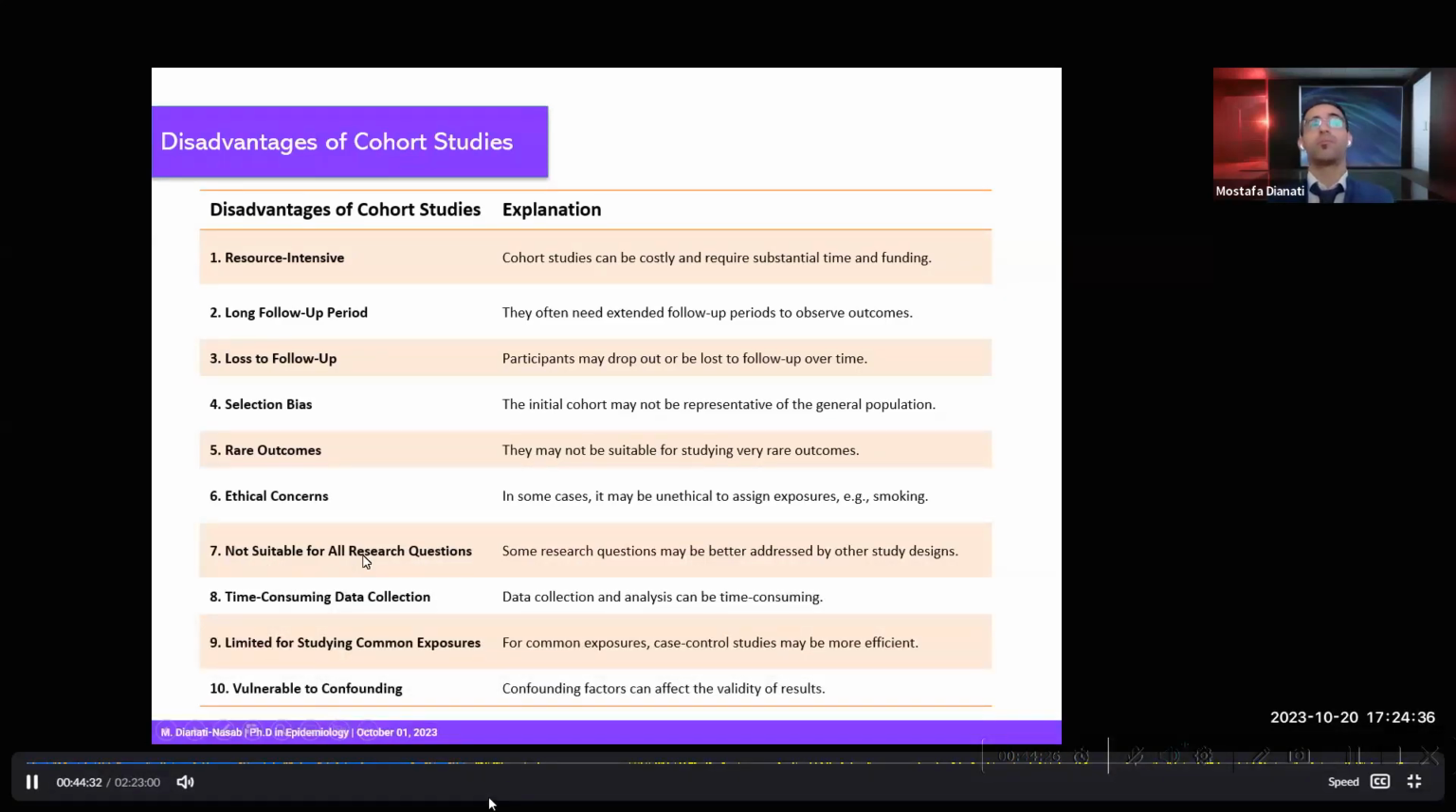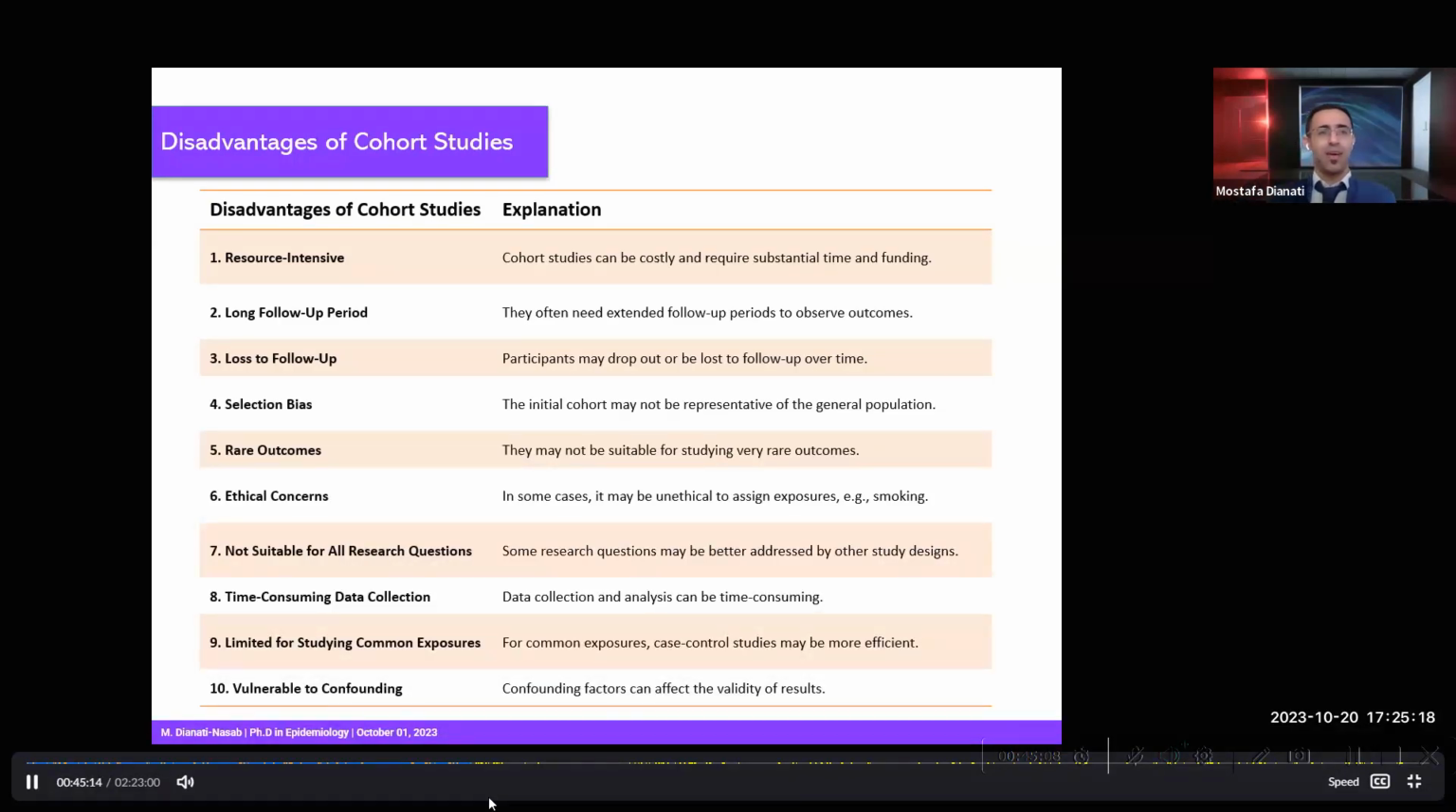Of course, this is not the best approach for all research questions, so this is obvious. And let's say confounder factors. Confounder factors are another factor that can affect cohort study results. Why? For example, suppose I am having a cup of coffee, and then after 10 years, you will examine, yes, Mostafa had, for example, 5 cups of coffee each day, and after 10 years, you are going to see if there is any outcome in my body or not.